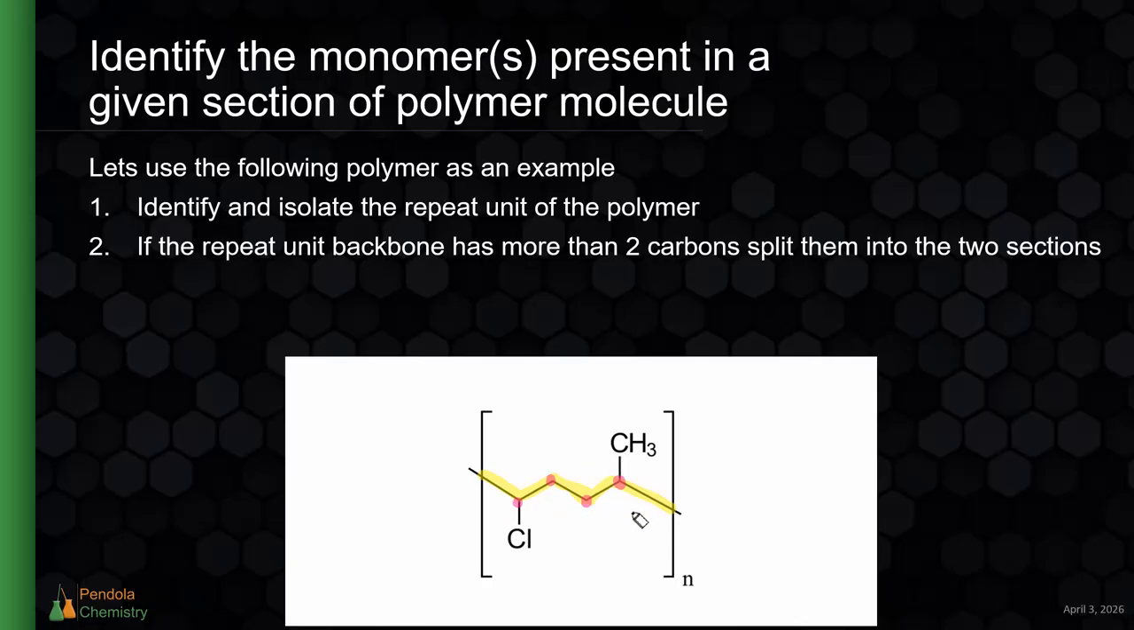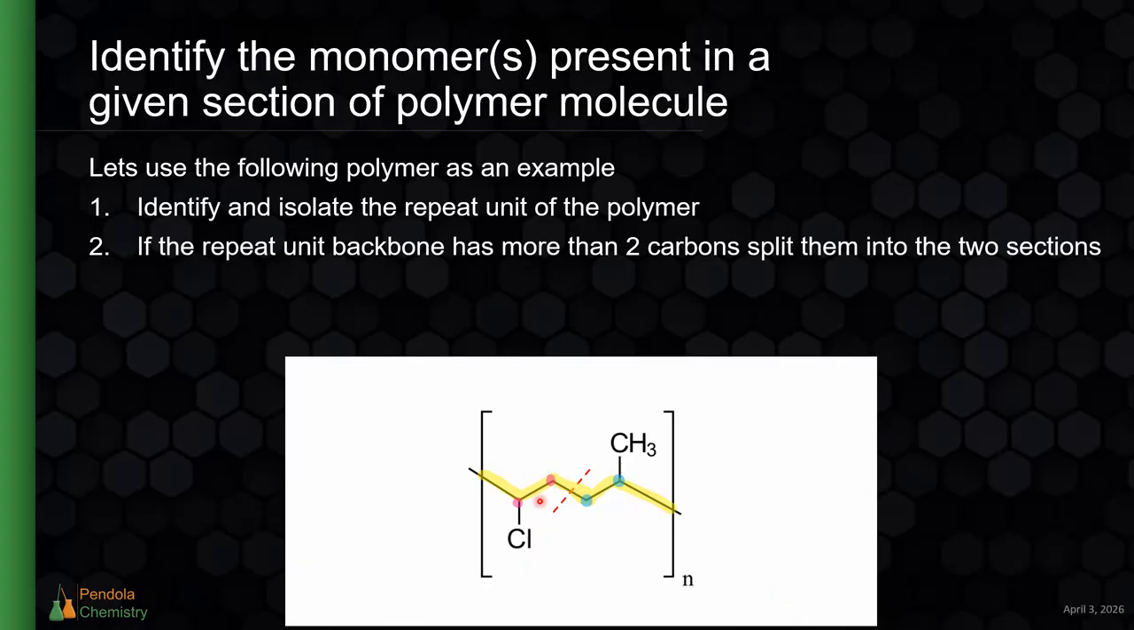Remember, the backbone of a polymer for addition polymerization is going to have 2 carbons per monomer. So if we have 4 carbons in total here, that means that we have 2 monomers. So we have 2 here, 2 here. So we are going to split them into those 2 sections. We're going to split this repeat unit that we got into 2 sections.